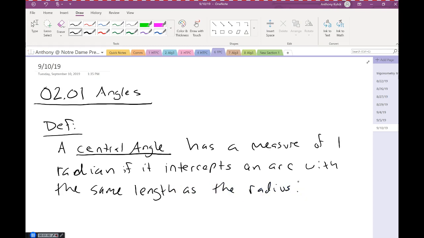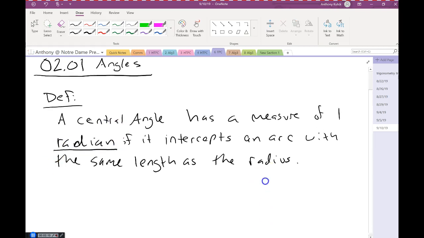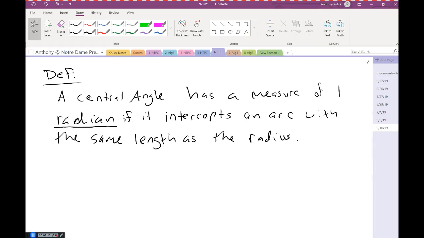So our first definition is for this term central angle. So the central angle has a measure of 1 radian if it intercepts an arc with the same length as the radius. Actually, I guess radian is really the word that we're defining here. So let's review what we mean here by some of these things.